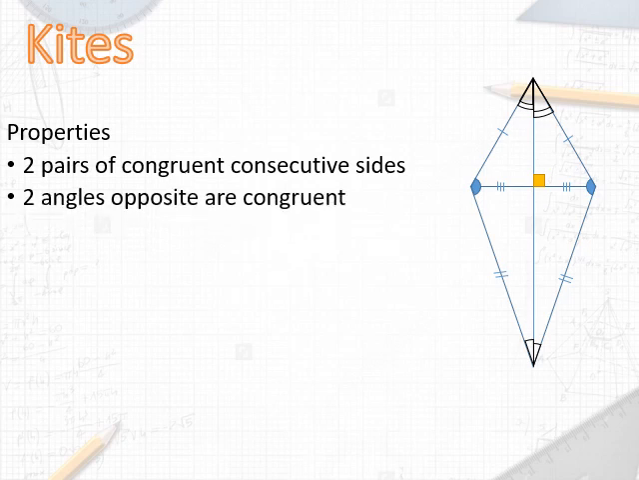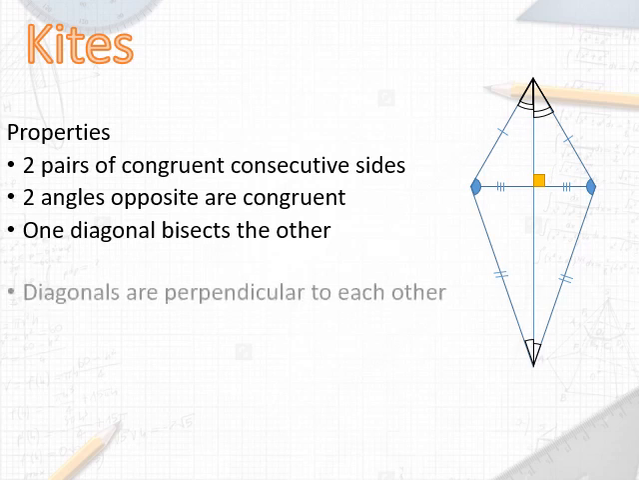The 2 angles across from each other between the sides that are not congruent, those are the ones that are going to be congruent. So there's 1 pair of congruent opposite angles. And then the other pair of angles, the diagonal that connects the 2 of them actually bisects those angles. So there's a lot of kind of different properties going on in kites here. They're a very different shape to the ones we've seen so far.